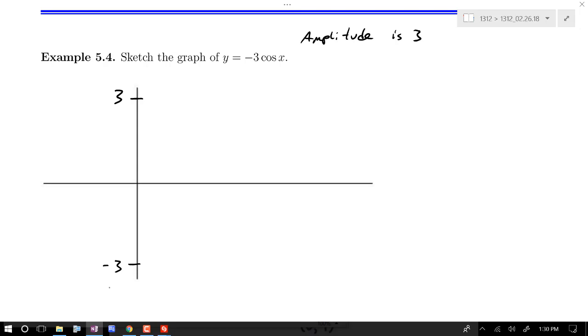And this is a negative here, so that means it's reflected. And it's a cosine, so I'm going to start with a basic cosine shape. I'm still just graphing from 0 to 2 pi, so I've got to mark those out on my x-axis and cut that up into quarters, like we've been doing. So that's pi over 2, pi, and 3 pi over 2.